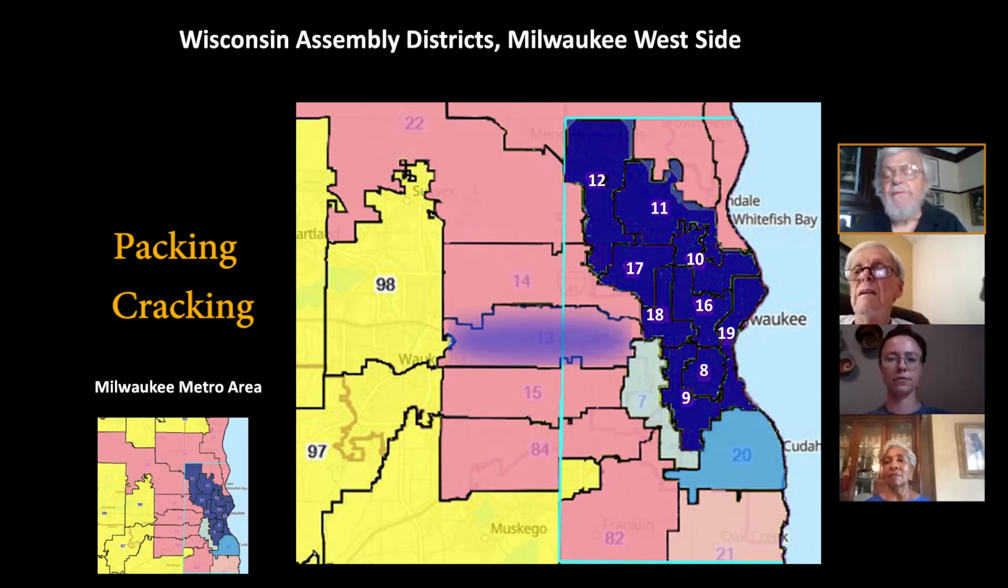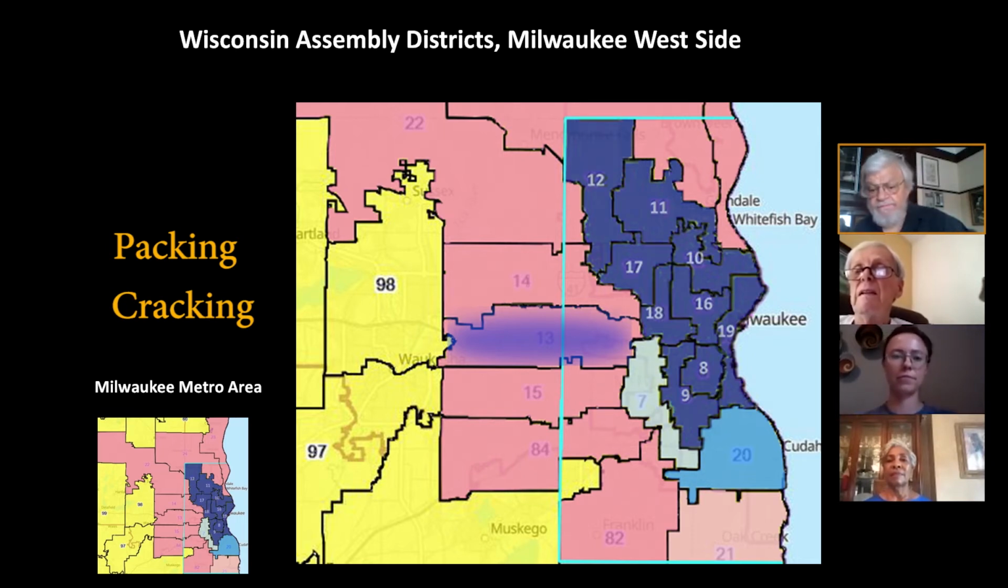She's a very good assembly person, and I hope she can hold it. But other than that, none of those seats changed hands. So that's another feature of gerrymandering. There are very few competitive districts. I think that's enough on the maps.